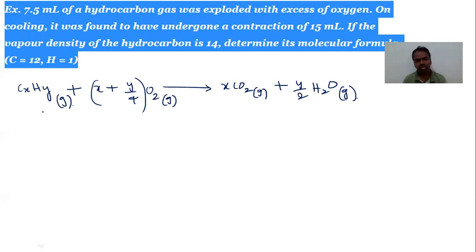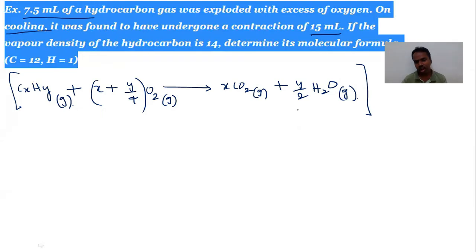If you see the question, 7.5 ml of hydrocarbon is taken, and on cooling, here, what is the state of H2O? This is very important. Upon cooling, how much volume is contracted? 15 ml. Then H2O is the gas. This reaction takes place in a container, and the total mixture is called the reaction mixture. The volume of the reaction mixture.